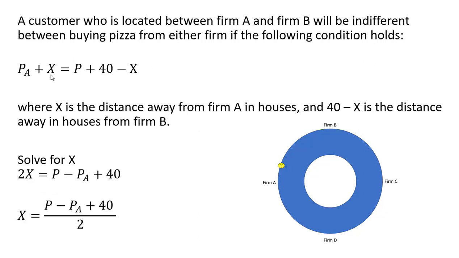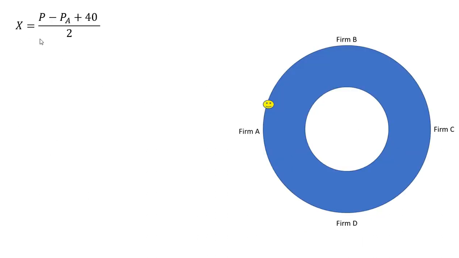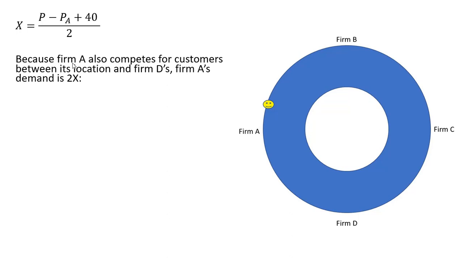Adding X to both sides, we get 2X, and then subtracting the price of firm A's pizza from both sides, we get this result, and then dividing through by 2. So just rewriting our last condition. And then an important point: firm A also competes for customers between its location and firm D. So here's firm A. It's going to compete with customers between A and B, and then A and D.